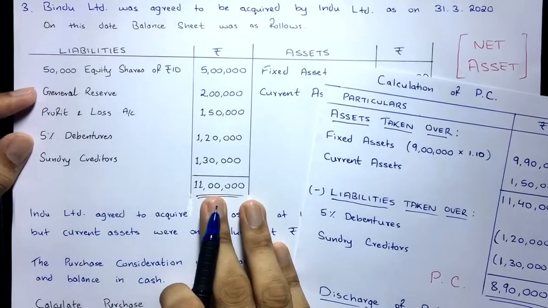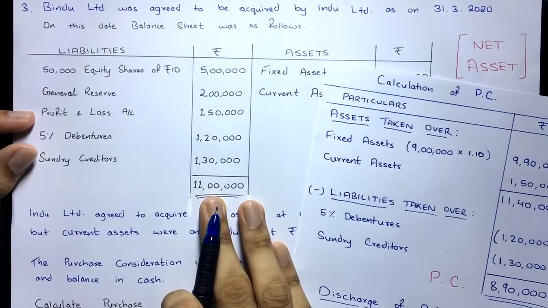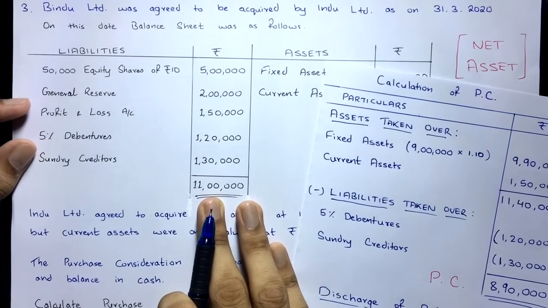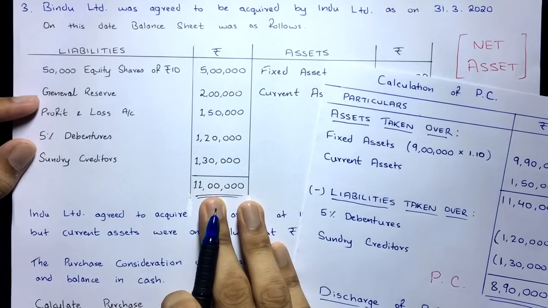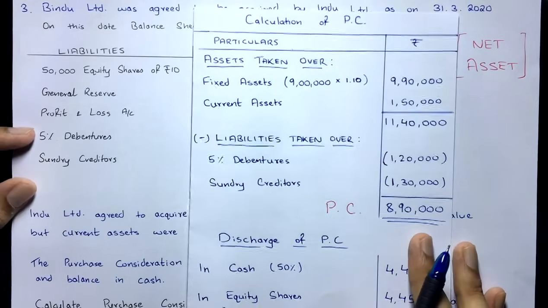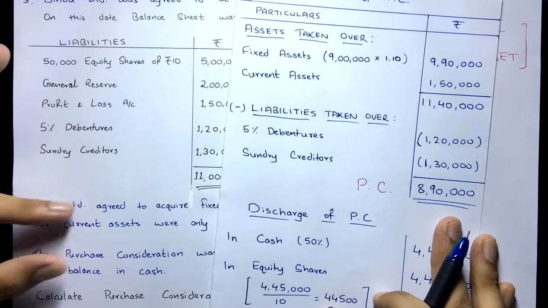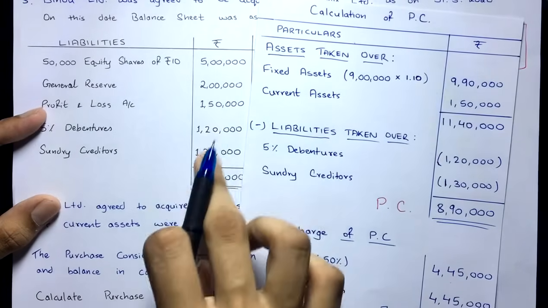Now, is this liability general reserve? No, this is equity. Is profit and loss liability? No, that comes under equity only, reserves and surplus. It's a profit, reserves and surplus, it's not liability. You have to take only the external liabilities. Now the liability is 5% debentures and sundry creditors. Now they have not given any extra information regarding that, so we have to take the book values only.